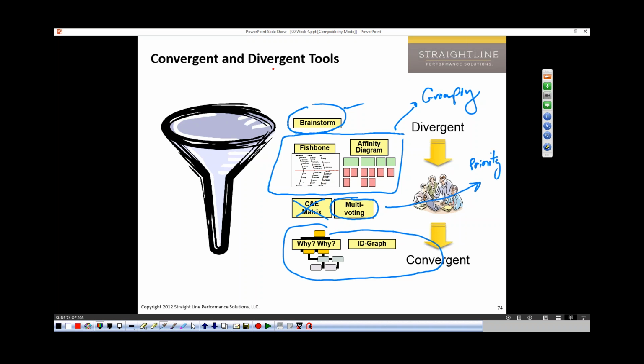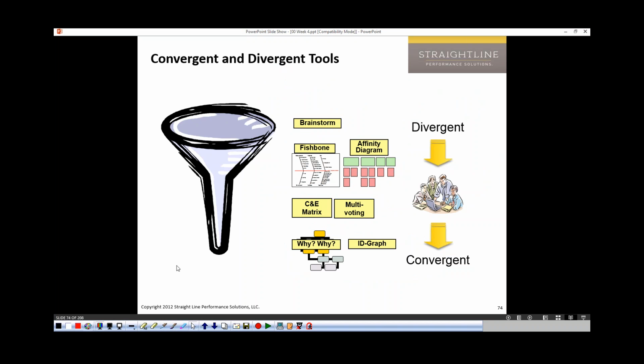Remember I said that the phrase I want us to remember is BAM. And BAM will get you a heck of a lot of places. That stands for brainstorm, affinity, multivote. So this arc right there is a BAM session. And we're actually going to do one of those.